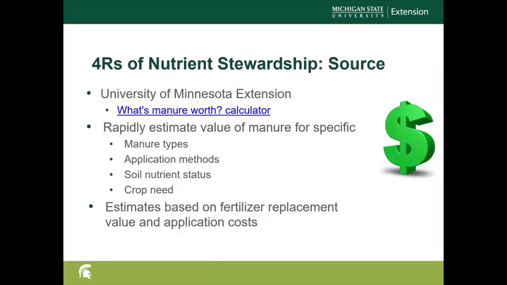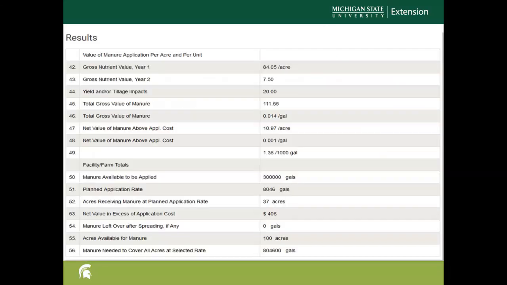So one of the tools, and it's not one of our tools, it's actually from University of Minnesota Extension, is a really valuable tool. It's the What's Manure Worth calculator. It's a really cool tool because it'll help you rapidly estimate the value of the manure that you have based on the manure type, your application methods, the soil nutrient status, and what the crop need is. And it also gives you a really nice estimate of how much money you've potentially saved by using manure in place of commercial fertilizer.